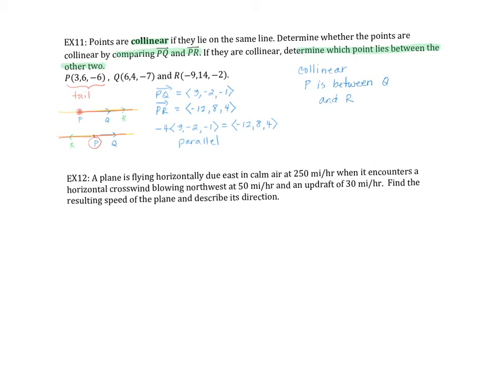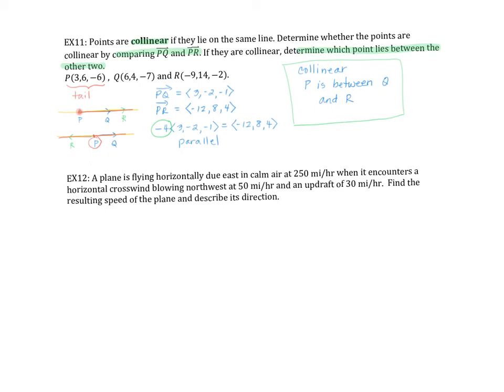So a lot of theory there. Not a whole lot of math or computation. Okay? And again, the key was that they're parallel, but one is a negative multiple of the other, so it's going in a different direction. And they share the same tail. So same tail going in opposite directions, the tail must be the point between.